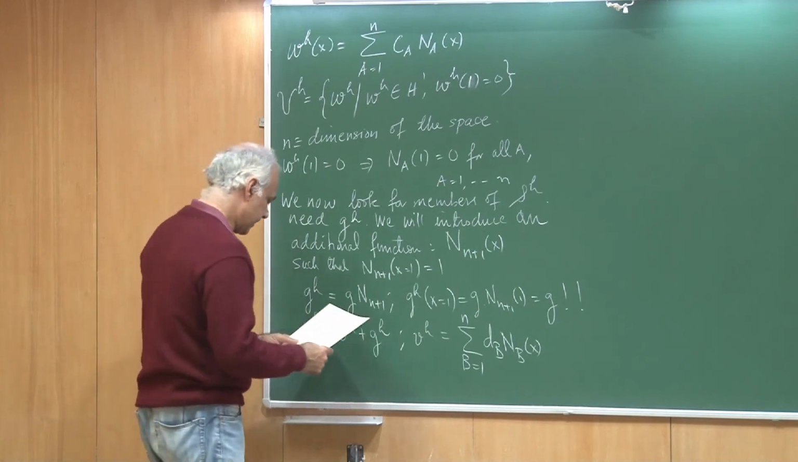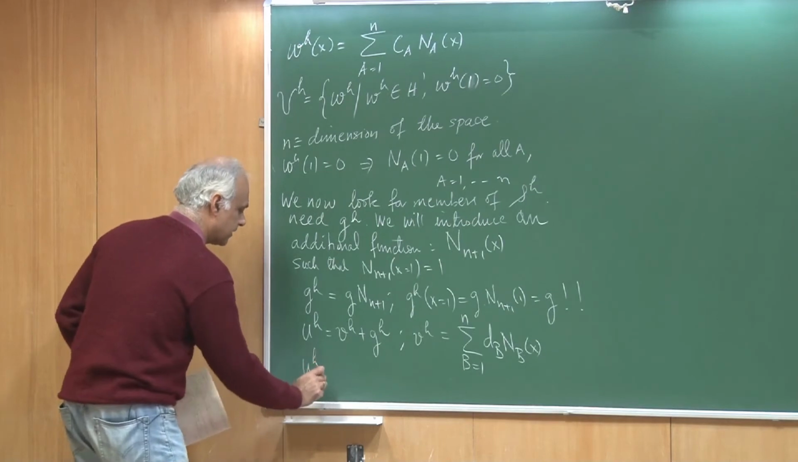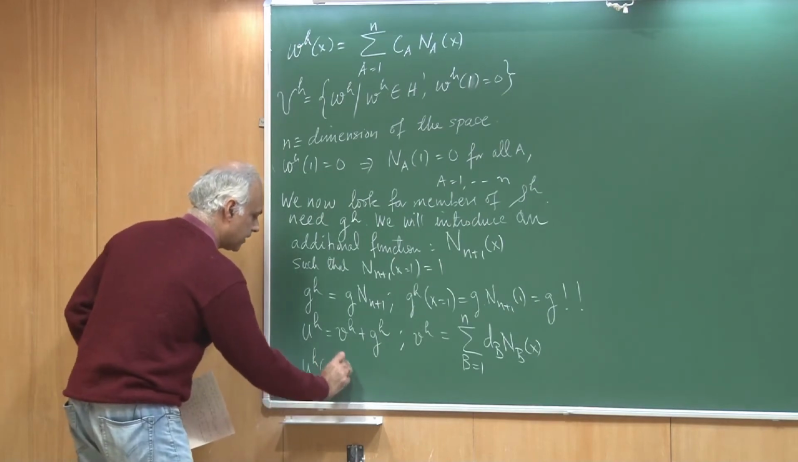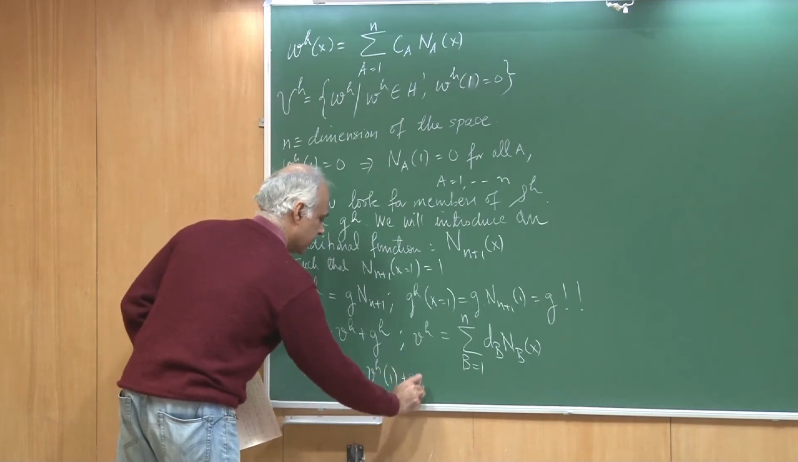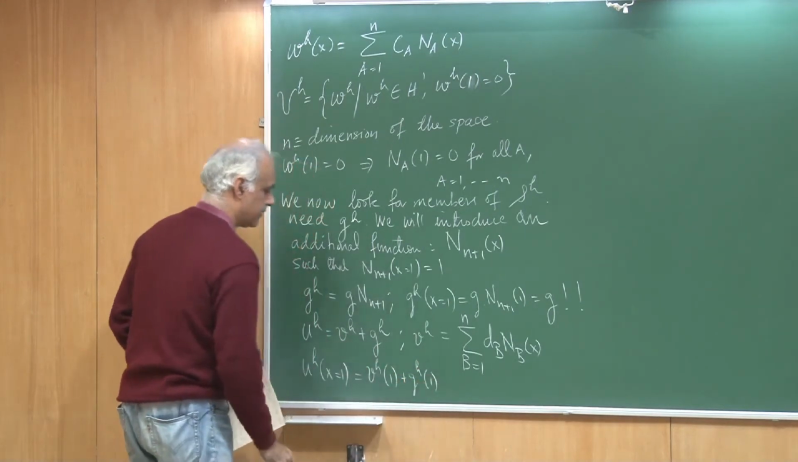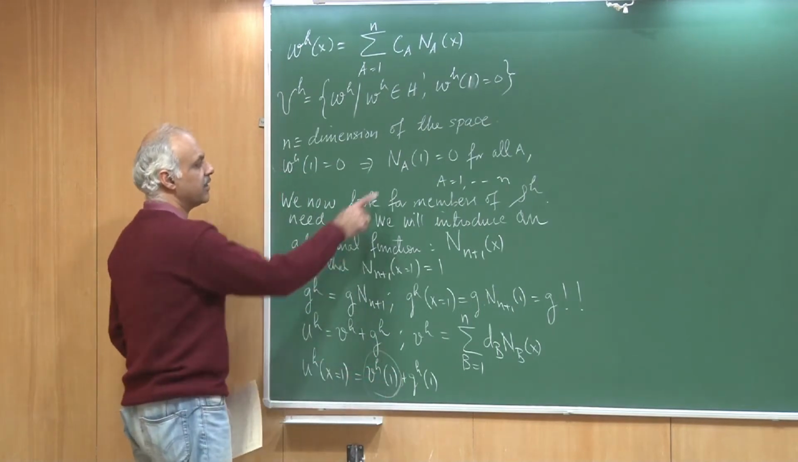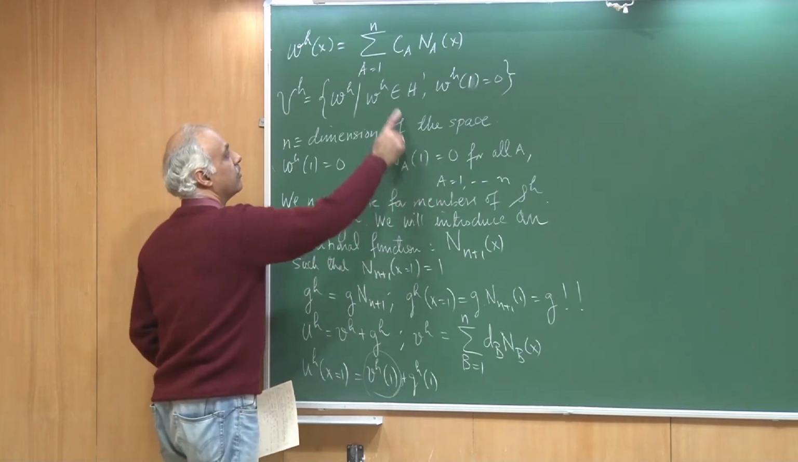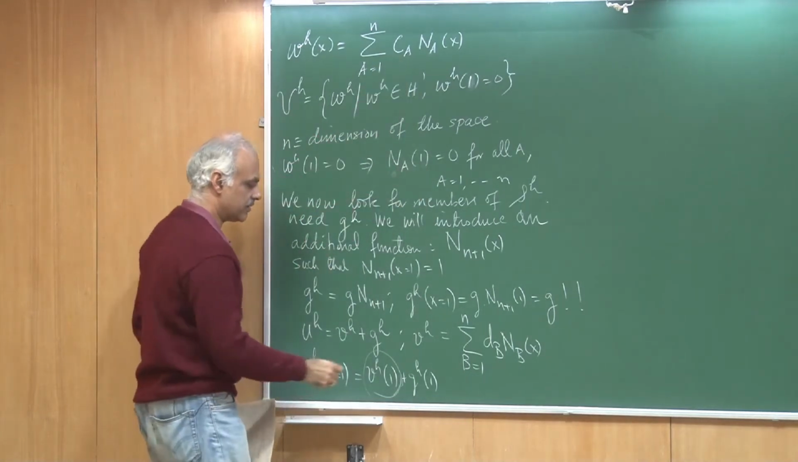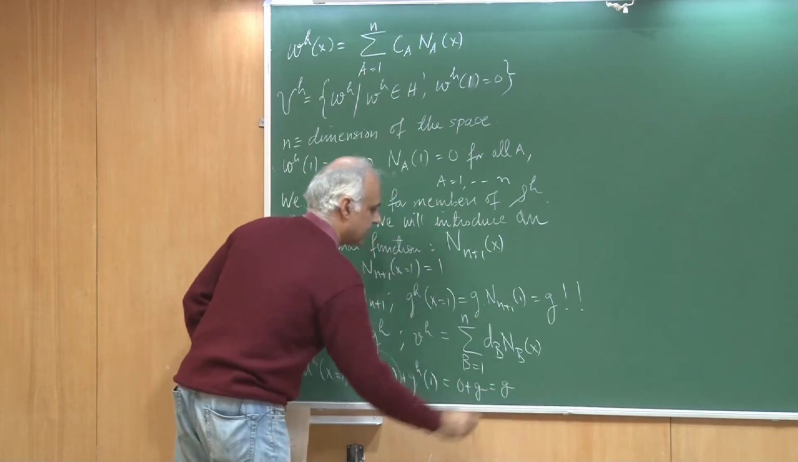And what you will notice is that if I look at UH at x equal to 1, this is VH at 1 plus GH at 1. This quantity is 0 because I am forcing all my NAs to go to 0 at x equal to 1. So, their linear combination would also be 0. So, this would be 0 plus G, which is actually equal to G.